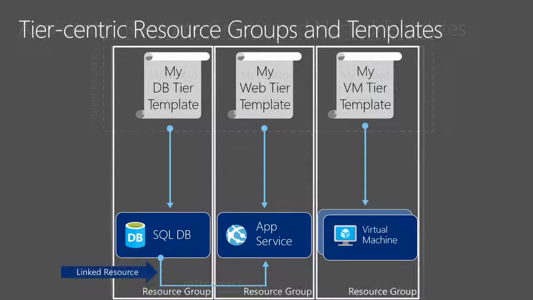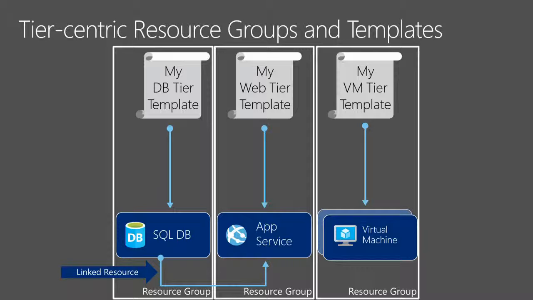Okay? The final option that you have available, and we see this used a lot with very, very large-scale applications, is where you have a tier-centric resource group and a tier-centric template approach. Okay? So what you'll notice is you have your database tier deployed into a database tier resource group, the web tier deployed into a web tier resource group, VM tier into VM tier resource group.